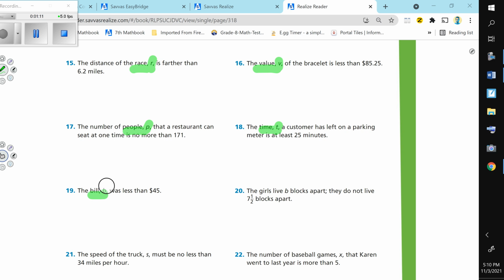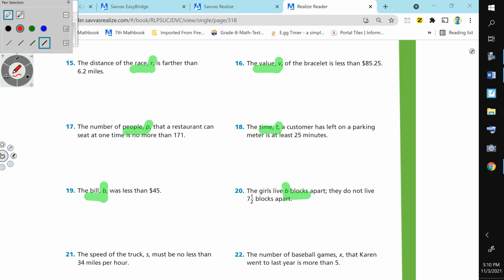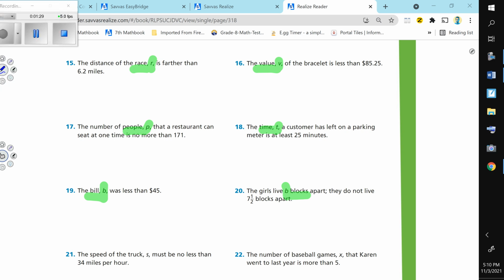Actually, I don't want to do 19 and 20 yet. I can do 19 and 20, and then I'll do 21, 22, 23, 24 later. B, this is the one with Q. B is not between commas, but it stands for blocks. So you know the variables that we're using. Let me go ahead and set up these variables for you. It's going to be R, V, T, P, B, and B. Ooh, that's a pretty B.